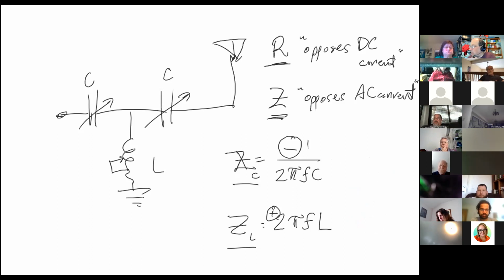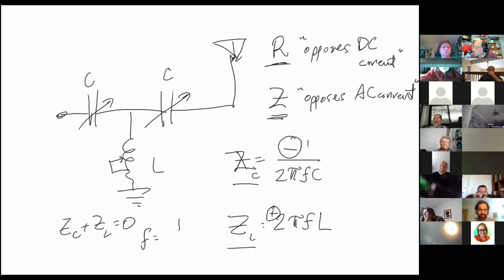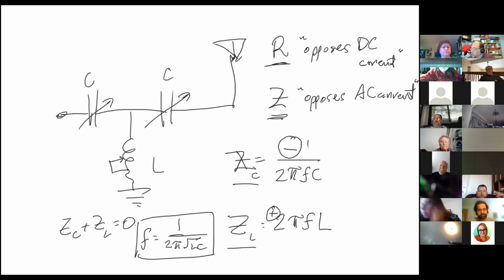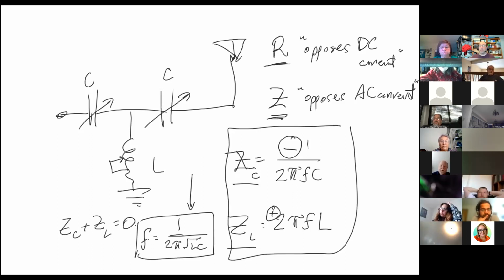If they're equal and opposite and you add them together, what do you get? Zero. Yeah, so you can set it up so that ZC plus ZL is equal to 0. And the equation that you get is that F is equal to 1 over 2 pi square root of LC. I'm not going to do the math because that'll take a little too long, but this is the frequency at which these Z's become equal and opposite.